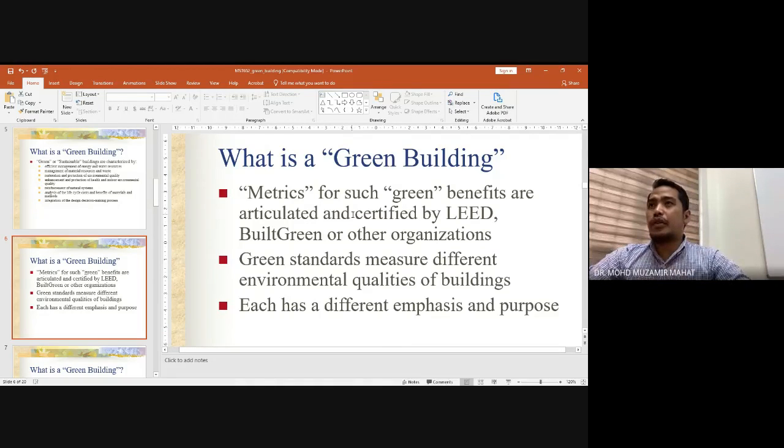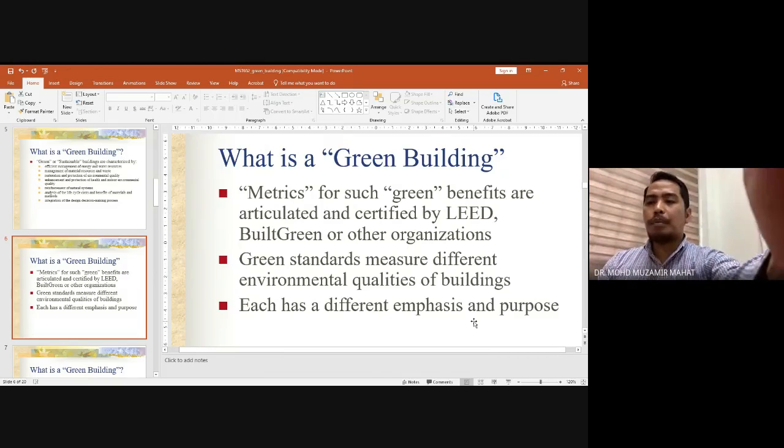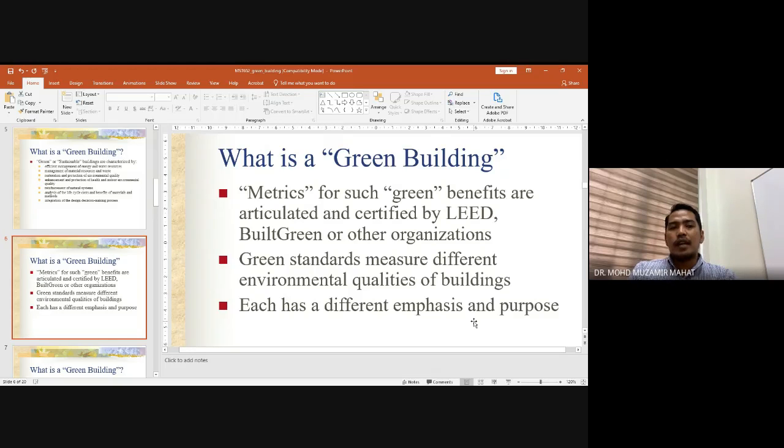We'll talk about green building metrics. Green benefits are articulated and certified by LEED. LEED is a society that gives a standard. Green standards from LEED or other organizations measure different environmental qualities of buildings, each with a different emphasis and purpose. So when we make a green building, there should be a metric to show that it complies with the requirements for saying this building is green. Before we label something as under a certain category, it should have a certain standard. We call it a metric, and these metrics are certified by certain organizations.